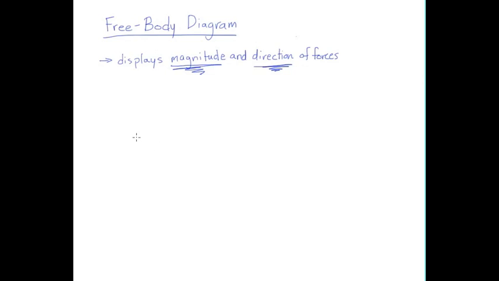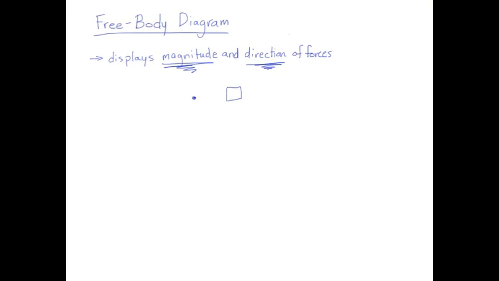So a free body diagram is usually either a point or a box. And this box or point has arrows pointing away from it to show the forces acting on the object. I typically use a box because when you have a lot of forces, it's a lot easier to see where they're acting, and it gets a little messy with a point, but it's all preference.